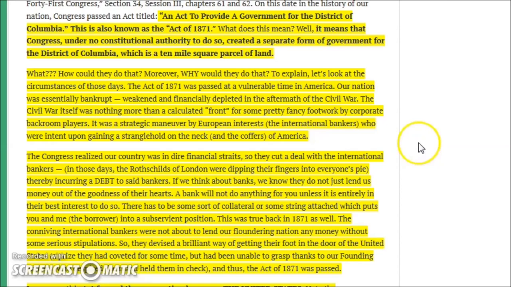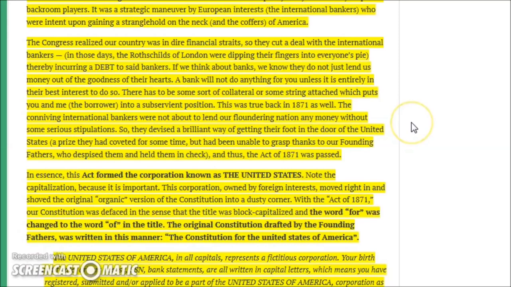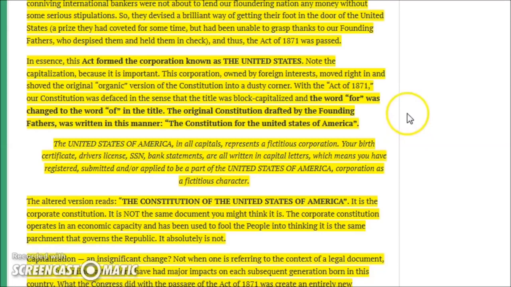Well, in 1871, it was a vulnerable time in America. Our nation was essentially bankrupt, weakened, and depleted after the aftermath of the Civil War. Civil War was nothing more than a calculated front for some fancy footwork by corporate backroom players. The Congress realized our country was in dire financial straits, so they cut a deal with the bankers. The Rothschilds of London were dipping their fingers into the pie, incurring debt to bankers. A bank will not do anything unless it's entirely in their best interest to do so. So they basically went and created this act with the treasonous Congress complicity.